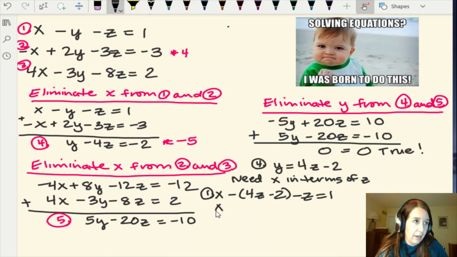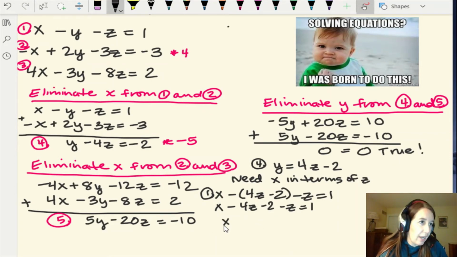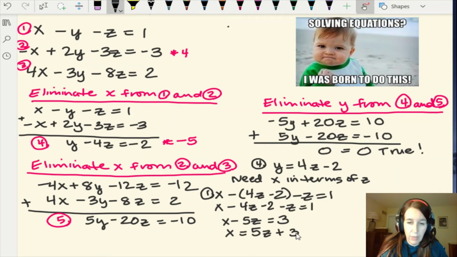So you have to substitute in the y that is in terms of z. All right, now that's x minus (4z minus 2) minus z equals 1. I'm glad I write those little lines on the z's so I don't confuse them with the 2. Okay, so I got x minus 5z, and then I could just add this 2 over to the other side, 1 plus 2 being 3. So x is equal to 5z plus 3.